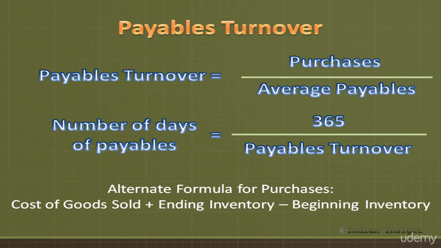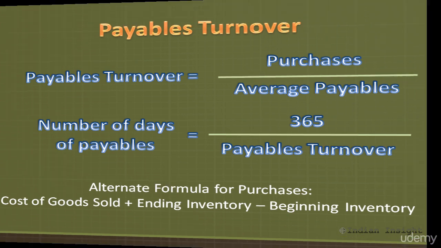Payables turnover is given by purchases divided by the average trade payables, while the number of days of payables is given by dividing the number of days in a period by the payables turnover. If purchases are not available to calculate payables turnover, then one can use cost of goods sold plus ending inventory minus beginning inventory, essentially this formula, as a proxy for purchases. Sometimes cost of goods sold can directly be used as an approximation for purchases.